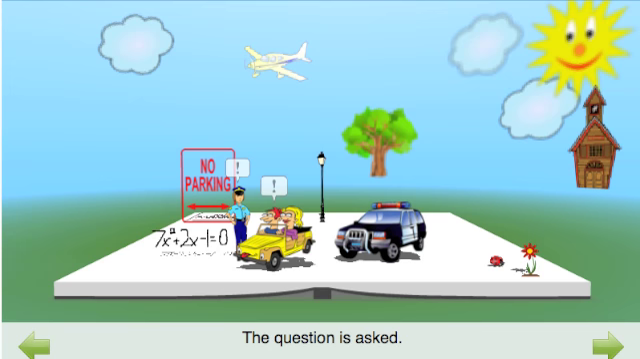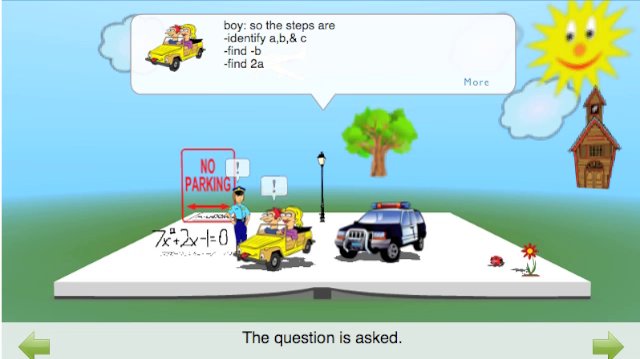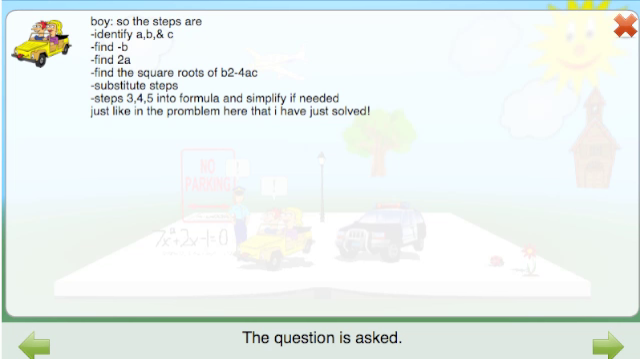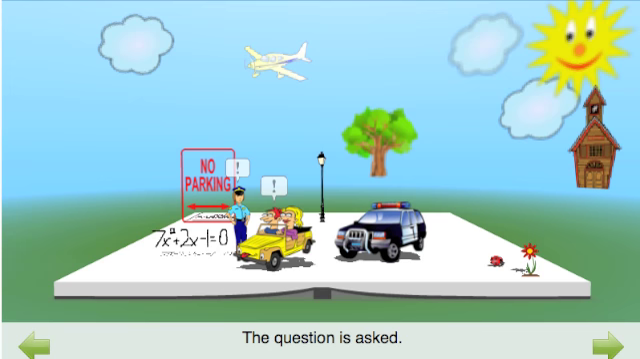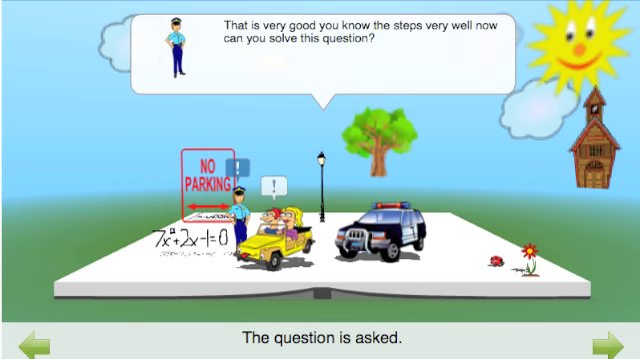So, the steps are: identify A, B, and C, find negative B, find 2A, find the square root of B squared minus 4AC, substitute the steps 3, 4, and 5 into the formula, and simplify if needed, just like in the problem. That is very good. You know the steps very well. Now, can you solve this question?